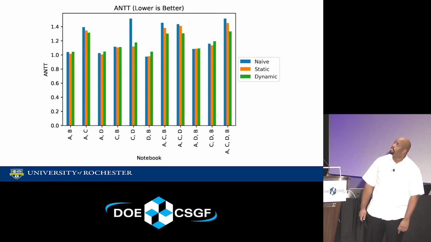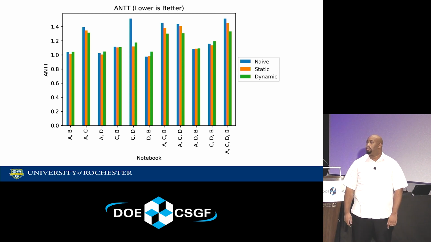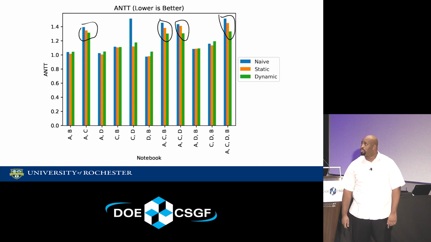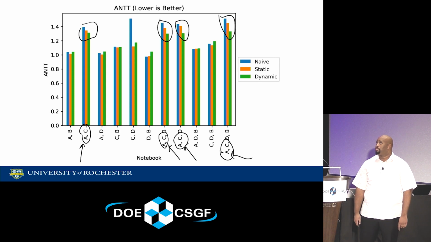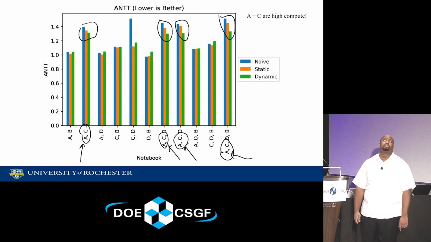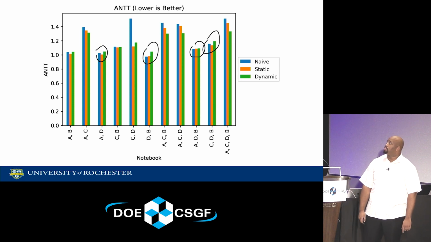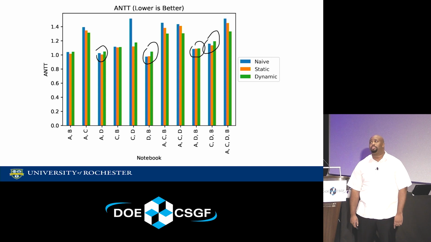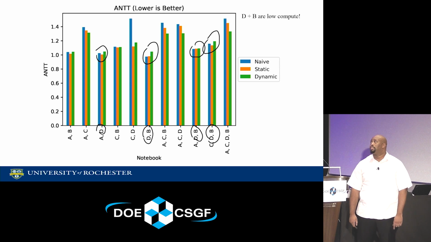So a quick analysis of the experiment, ANTT. We can see that in the cases where the dynamic scheduler shows some improvement, those are typically the high compute notebooks. And basically, this can be summarized as avoiding oversubscription. In the cases where you don't have improvement, such as in D and B, which are the lower compute notebooks, we can see that that's due to the scheduler overhead in and of itself.